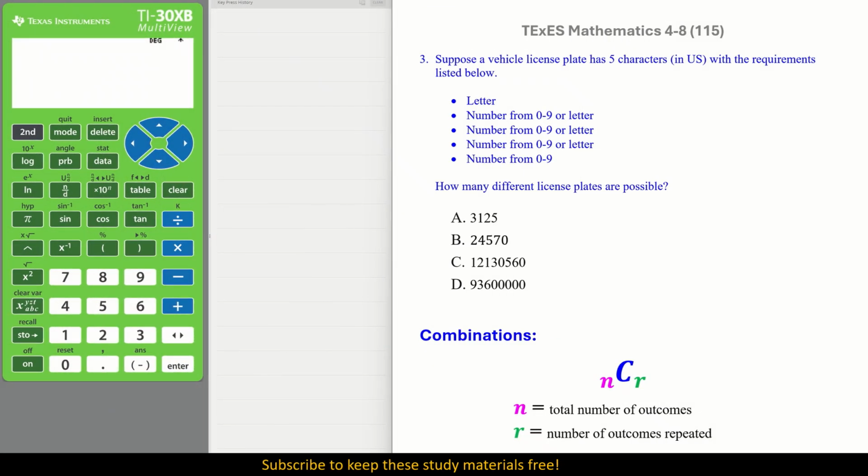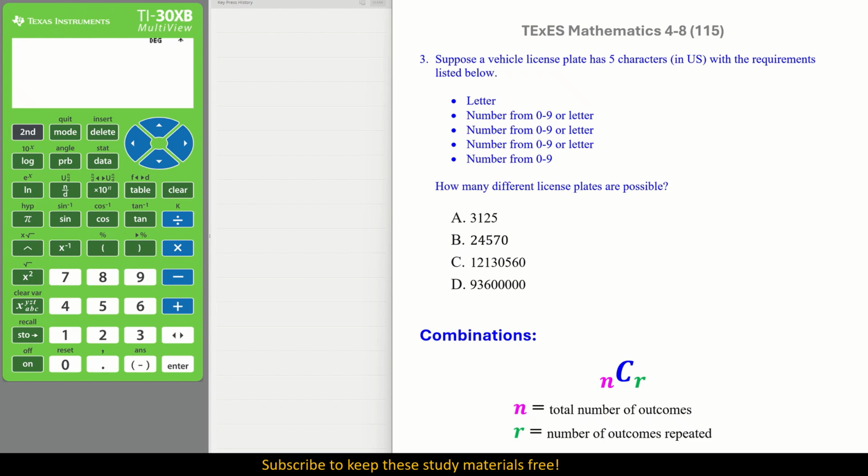Number 3, suppose a vehicle license plate has 5 characters. This would imply in the US the requirements listed below. You have letters, numbers 0 to 9, or letters. Now that would be for the 1, 2, 3 middle values. And then on the end, the last character would be 0 to 9. So that's a possibility of 10. How many different license plates are possible?